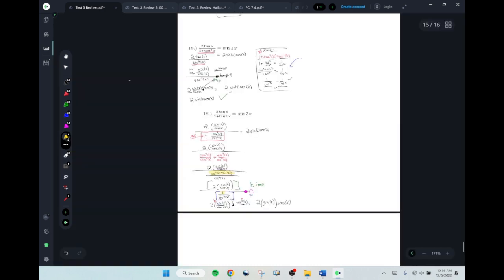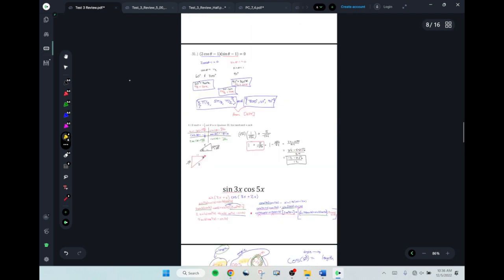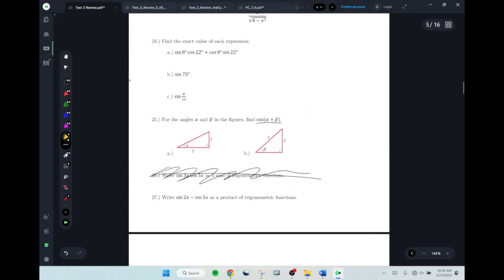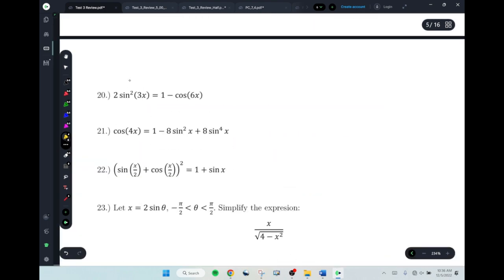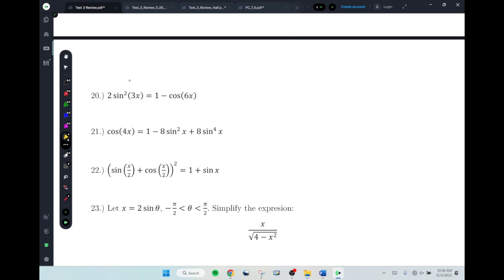Okay, which ones are you talking about? 20 to 22. These ones look kind of the same. Yeah, 21. This one's probably not going to happen because it's so long. It's just the multiplication thing that we didn't go over. 1 minus cosine converted to sine.